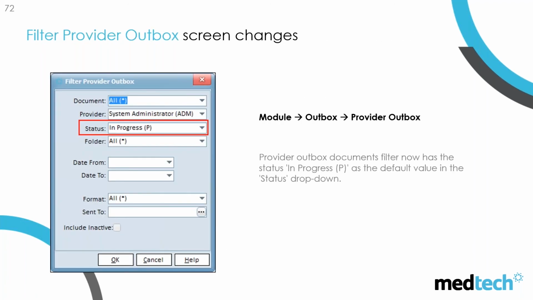Okay, so there's another change to the filtering icon that's available in the provider inbox. When you're applying a filter, there's this new status that's been put in there. It's just filtering in progress, and they're selected there as a default value.